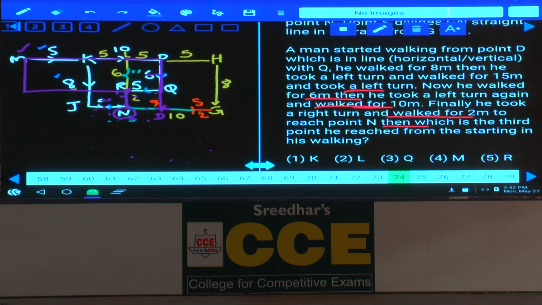Then which is the third point he reached from the starting point in his walking? Yes, first point is Q, second is P, and the third one is L. The third point he reached in this process is L. L, that is given in choice 2. Clear now? Write down this one.